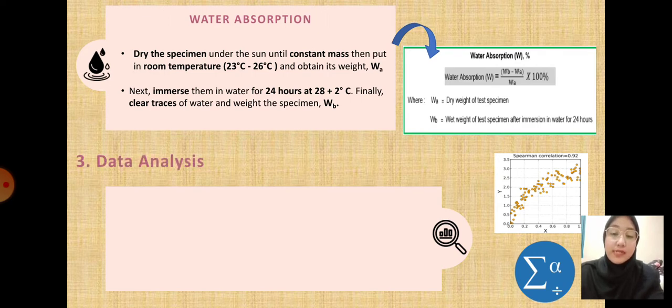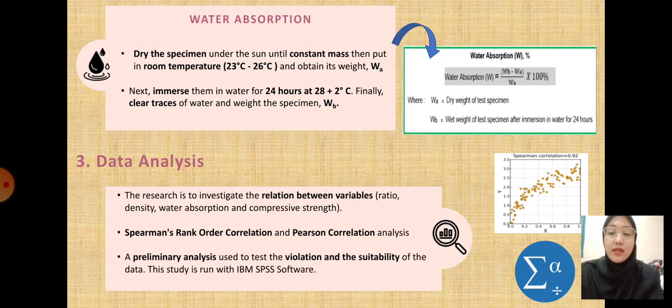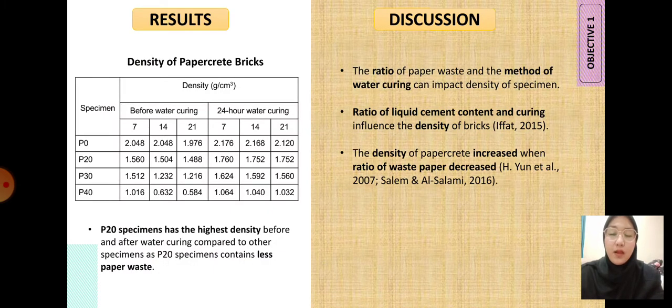For data analysis, the research is to investigate the relation between variables. In this study, I use Spearman's rank order correlation and Pearson correlation analysis. A preliminary analysis is used to test the violation and suitability of the data. This study is run using IBM SPSS software. This is the result for my objective 1.